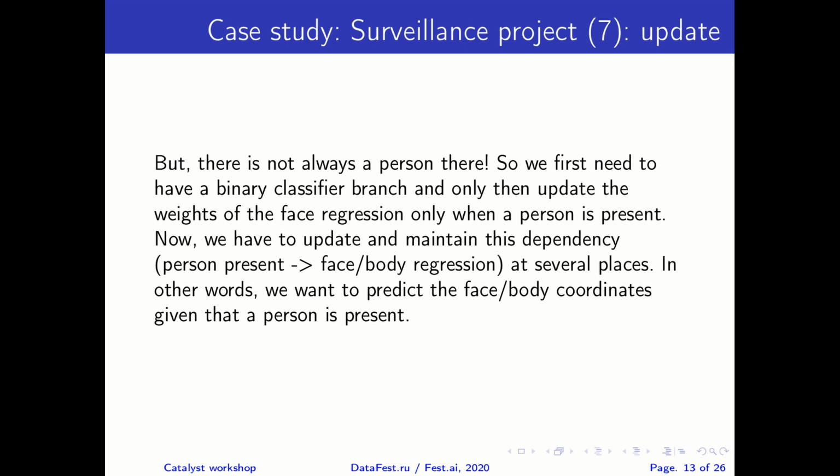Okay, so let's say we've done that, but then we have to take into account that there isn't always a person there. So we first have to have a binary classification branch, and only then we have to predict the face regression and body regression if a person is present. So basically we have to update and maintain this dependency: person present is a parent task to the face and body regression, and person present also acts as a precondition of the face and body regression, and this dependency has to be maintained at several places.